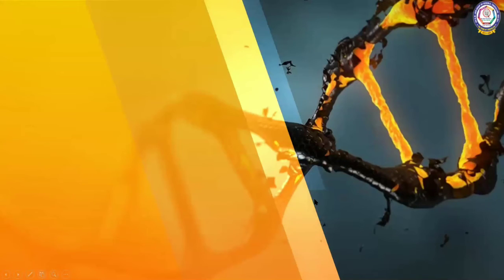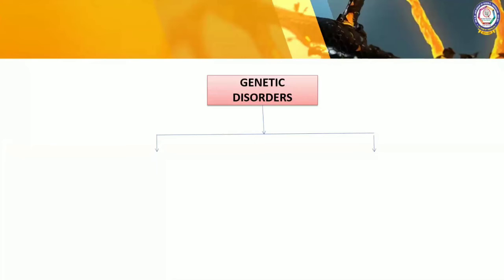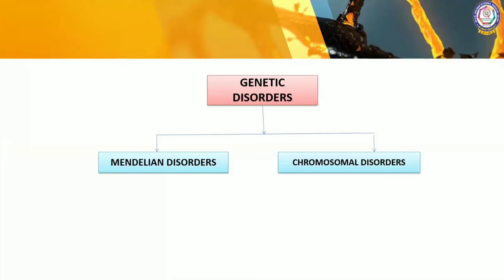Let us move into the next topic, genetic disorder. The genetic disorder, we are going to classify into 2 types. Number 1, Mendelian disorder. Number 2, chromosomal disorder. In Mendelian disorder, it is totally gene oriented; the defect in the gene is called Mendelian disorder. Whereas in chromosomal disorder, the defect is seen in the number of chromosomes or the structure of the chromosome. Here mostly we'll deal with the number of chromosomes.